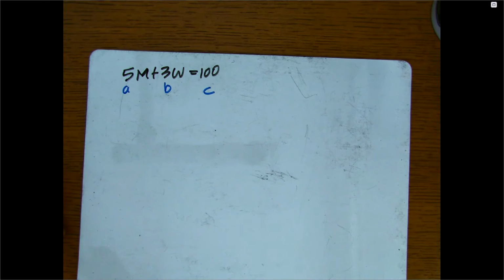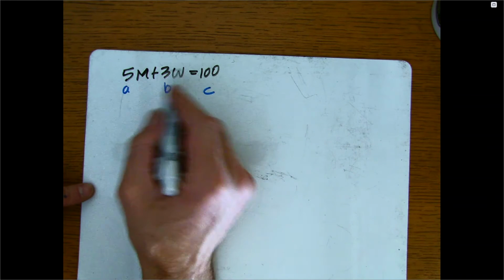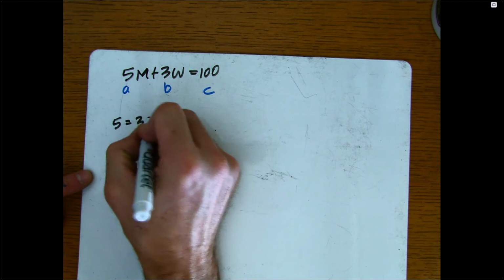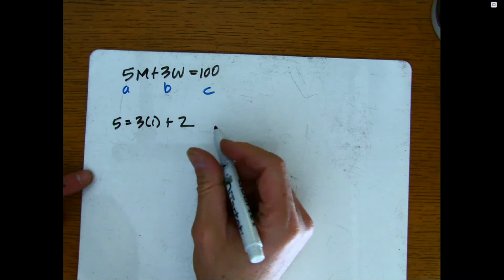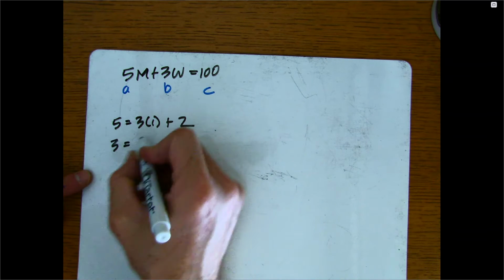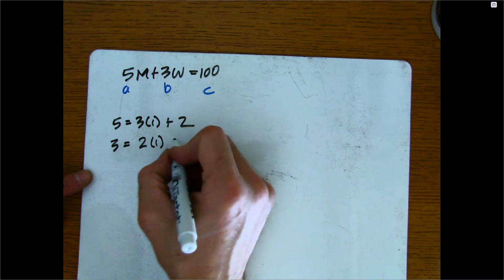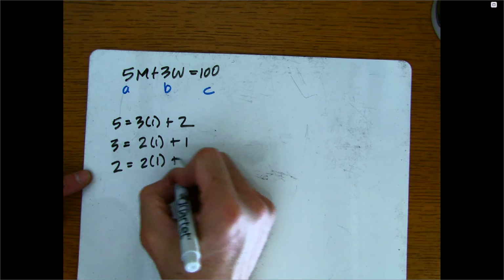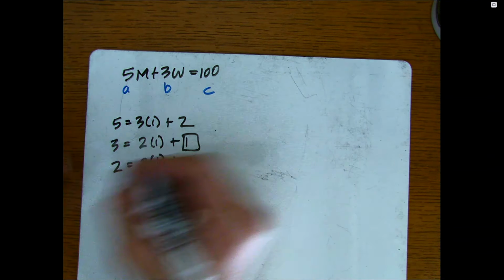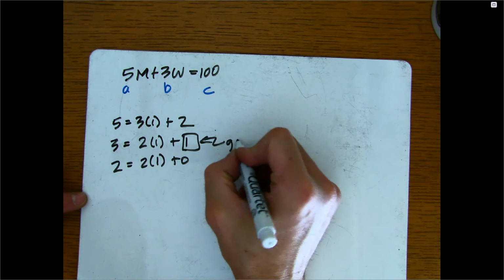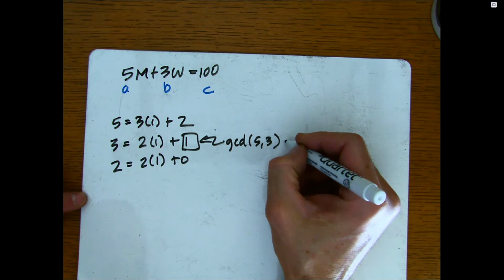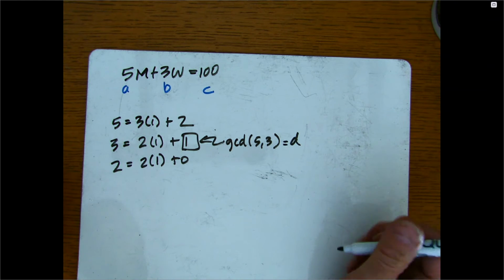So let's just play the game like we would normally. Let's try to write a linear combination of 5 and 3 as its GCD. So that means 5 should be equal to 3 times 1 plus 2, so division with remainder. 3 should be equal to 2 times 1 plus 1. And 2 is equal to 2 times 1 plus 0. So what does that mean? That means that the GCD of 5 and 3 must be equal to 1. That's the same thing as our D in this setting.